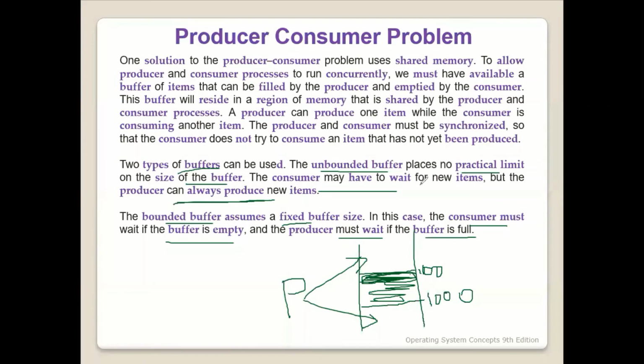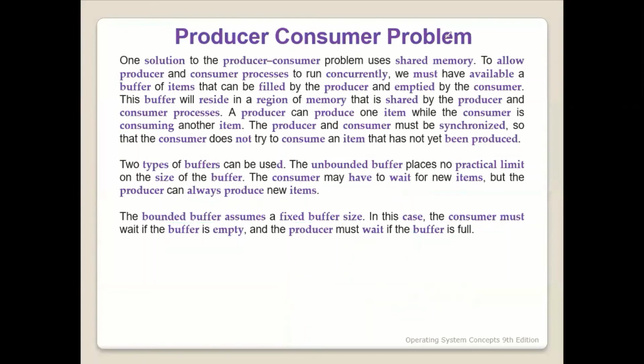But consumer may have to wait for the new items. If there is no new items, he will wait for the new items. But the producer is not going to wait because he can fill anywhere in the main memory. That's the idea of the producer-consumer problem. Is it clear? Are you all following? Okay, that's good. So let's continue.